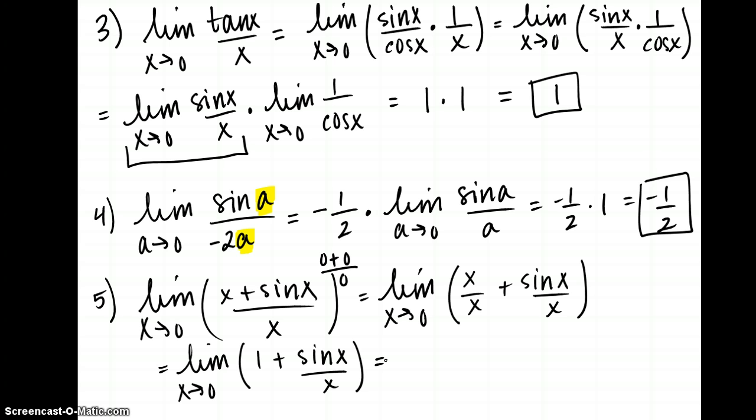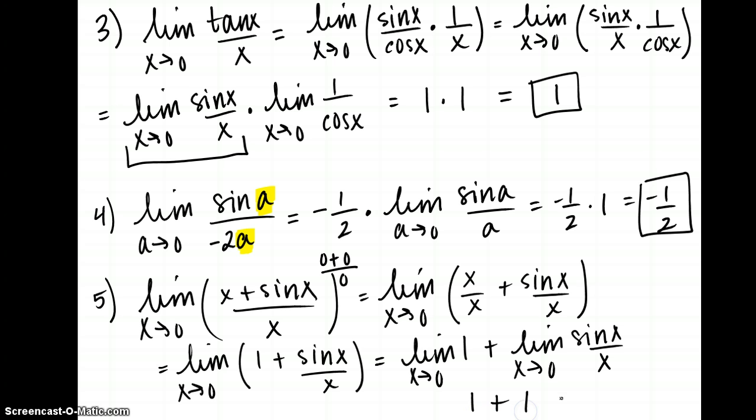Another useful property of limits, if I'm adding 2 functions, I can take the limit of the first and add it to the limit of the second function. The limit as x approaches 0 of any number is just that number. We know that's our special trig function. So the answer to number 5 would be 2.